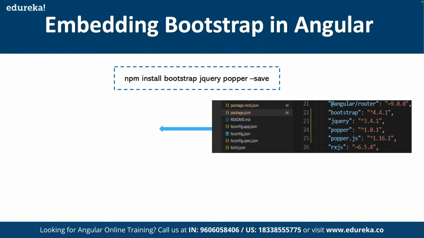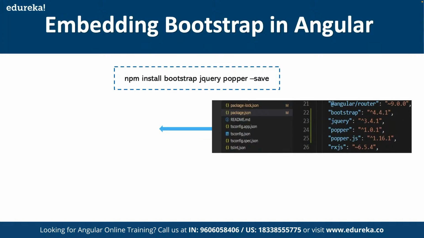Now, when we talk about npm, this is another, alternate way which you can use to embed the Bootstrap functionality into your project. In order to do this, you have to open the command prompt and run npm install bootstrap jquery popper --save. Once that is done, you'll be able to see that all three packages along with their versions will be present in the package.json file.